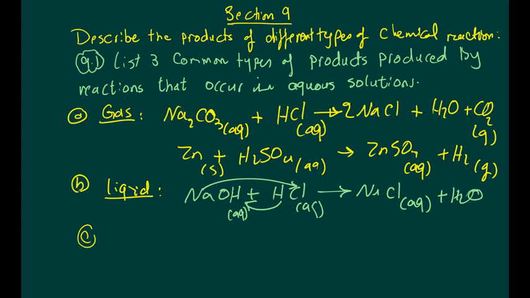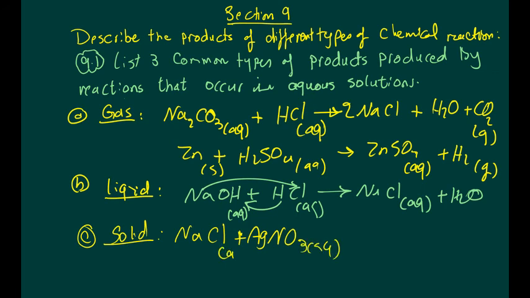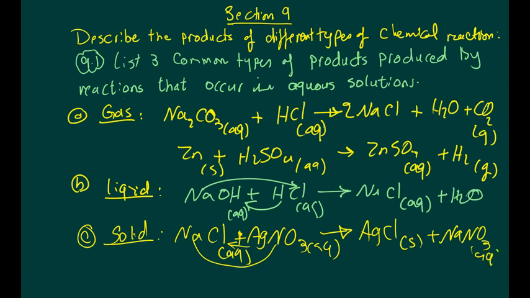C, a reaction which involves a solid could be a precipitation reaction, like if I say sodium chloride plus silver nitrate, both of them are aqueous solutions. They are going to react producing silver chloride, which is a solid or insoluble precipitate, and sodium nitrate, which is also an aqueous solution.